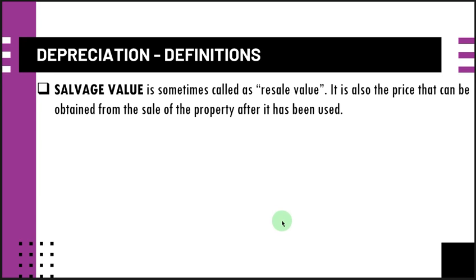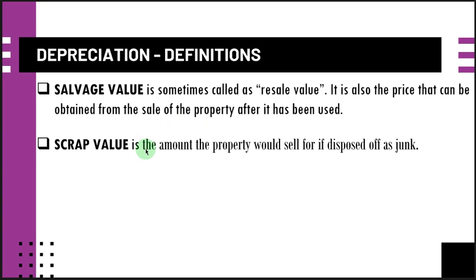Okay. So another definition is the salvage value, and it is sometimes called resale value. And it is also the price that can be obtained from the sale of the property after it has been used. Okay, so maybe after its useful life, the owner or the company will sell that equipment or material, and then we can determine the salvage value of that material after its useful life. Okay, so another definition is the scrap value. Scrap value is the amount the property would sell for if disposed of as junk.